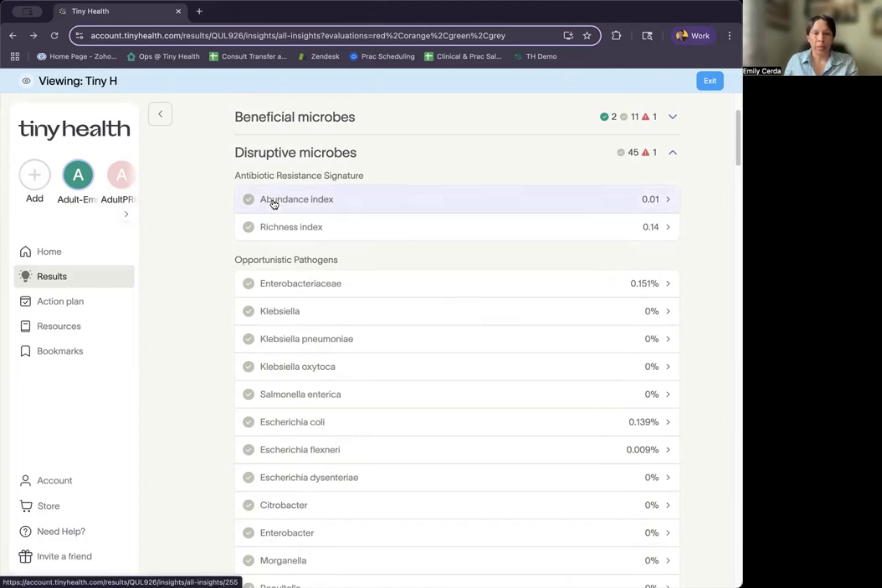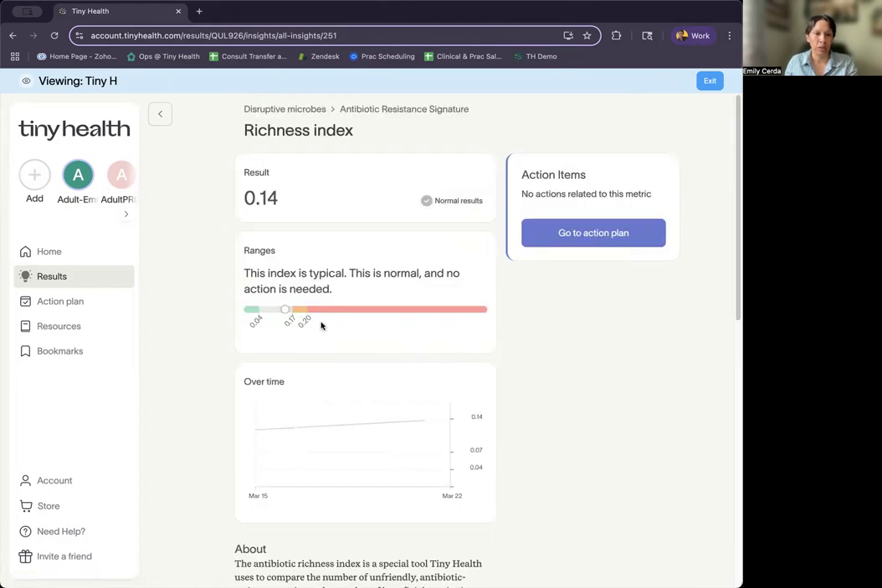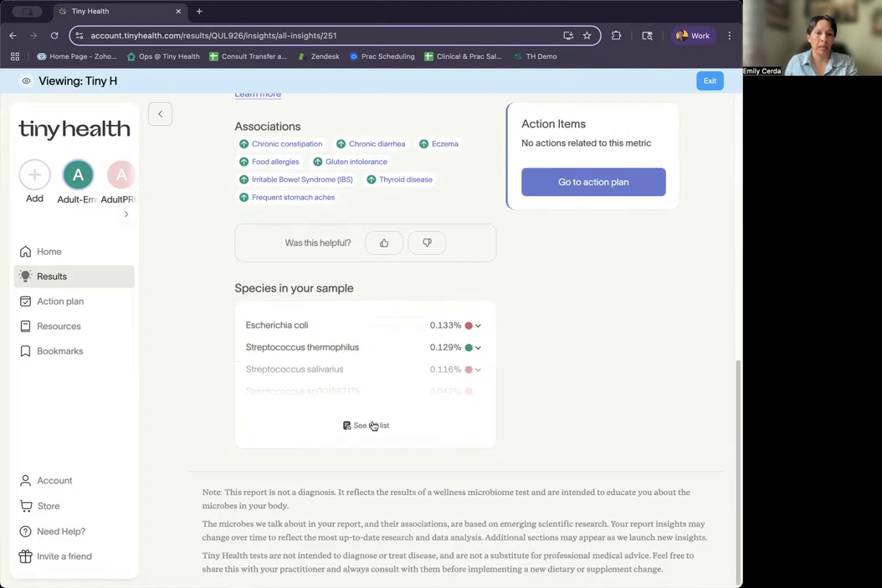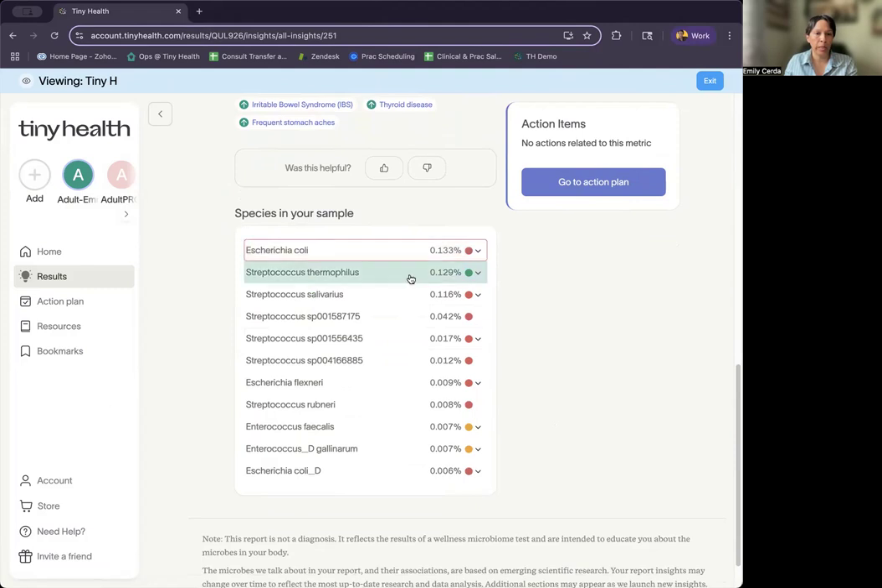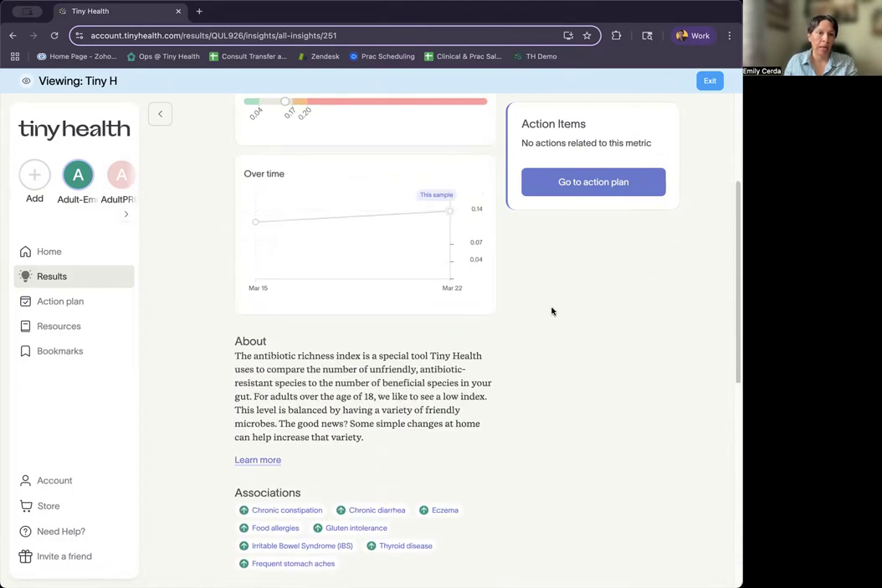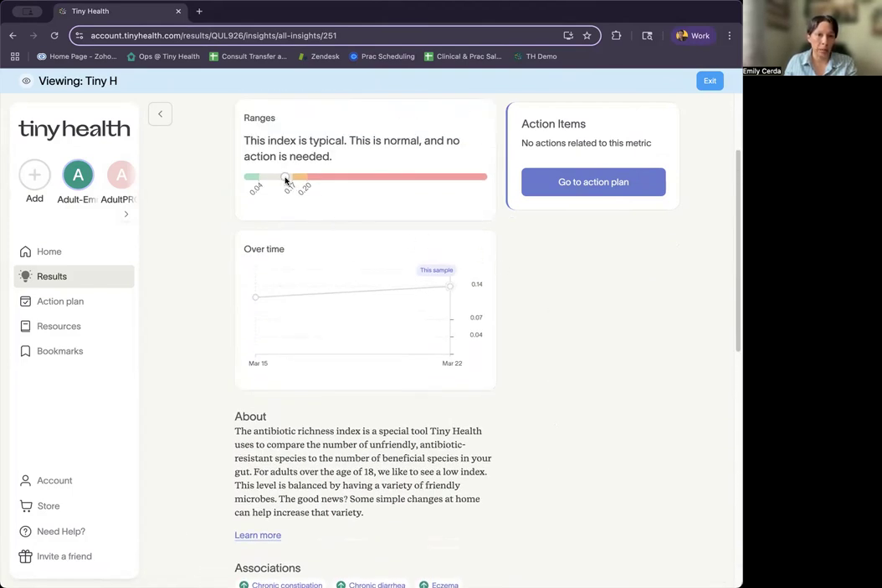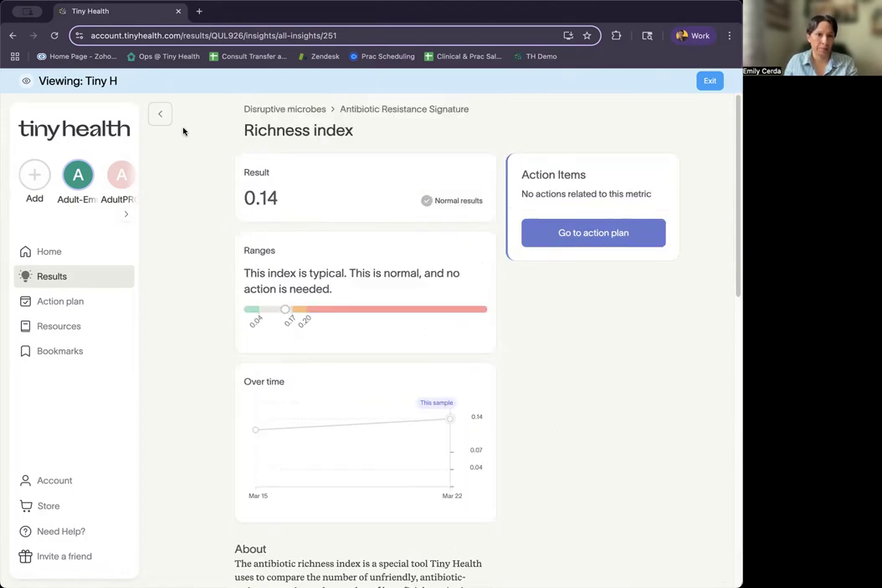So for the disruptive microbes at the top, you're going to see antibiotic resistant signature. These are two markers. Richness is going to look at the number of individuals in the gut who could be antibiotic resistant. So looking down here, we can see who the species are exactly, and any one of these species could be resistant to antibiotics. That said, there's not too many here, so it's not out of range, and we're not seeing any actions related to that.